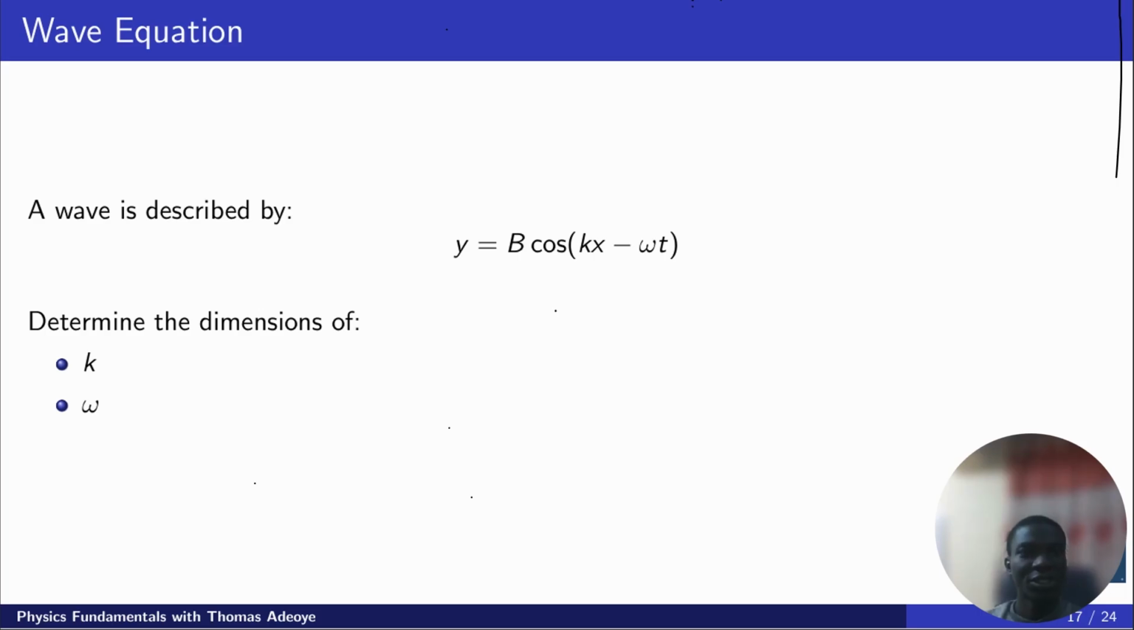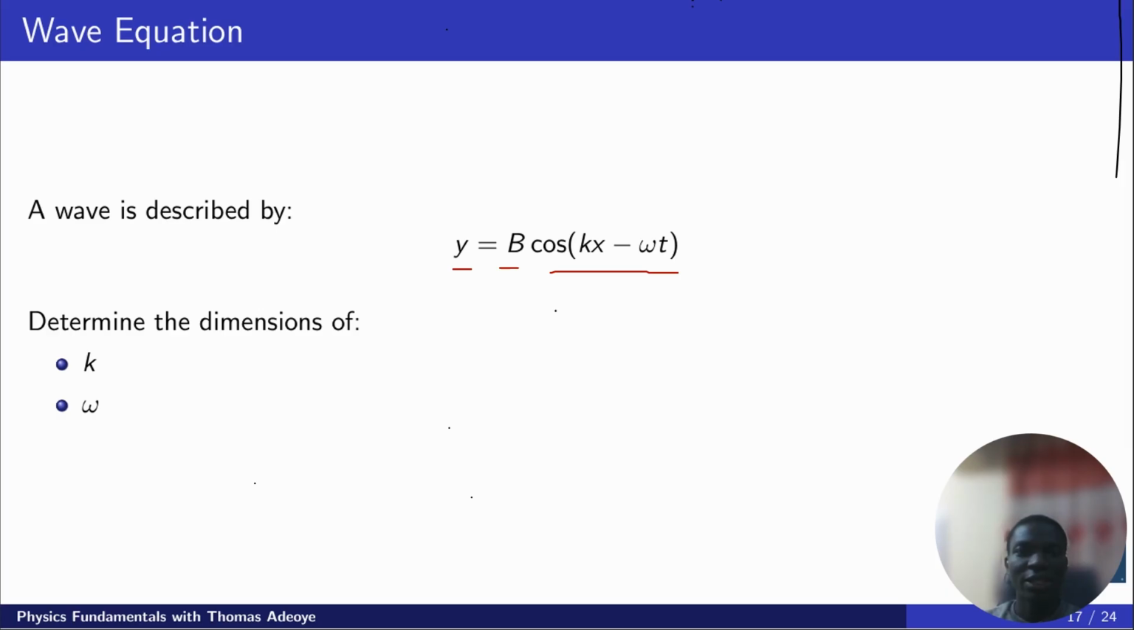In this question, we are going to determine the dimensions of k and omega. This question is similar to the one we solved in the previous slides. We are going to apply the same thing that was applied over there. So here we have y equals b cos(kx minus omega t). This is our equation.